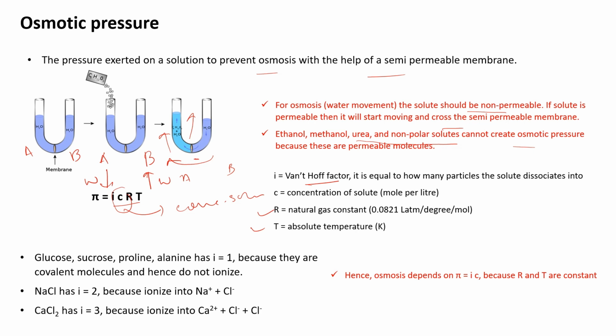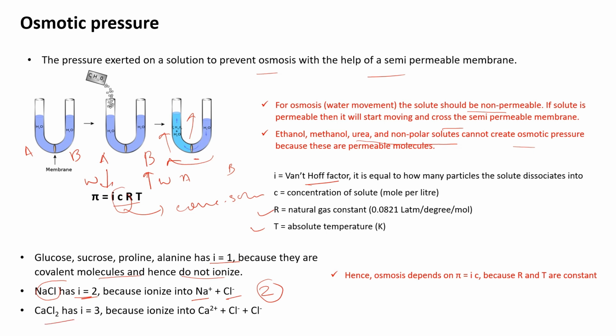Glucose, sucrose, proline, alanine all have i equals 1. Van 't Hoff factor 1, because they are covalent molecules and hence do not ionize. For NaCl, i equals 2 because it ionizes into Na and Cl, so 2 particles. So what is the Van 't Hoff factor? Van 't Hoff factor is a factor which determines into how many particles the solute is dissociating. Here in NaCl, the solute is dissociating into Na plus and Cl minus, so formation of 2 particles after dissociation. So i equals 2 for NaCl.